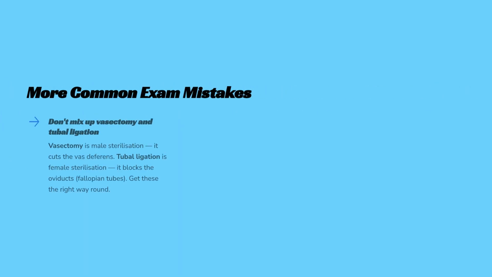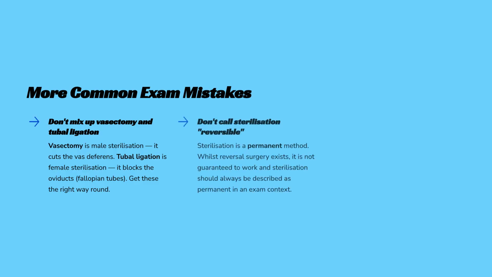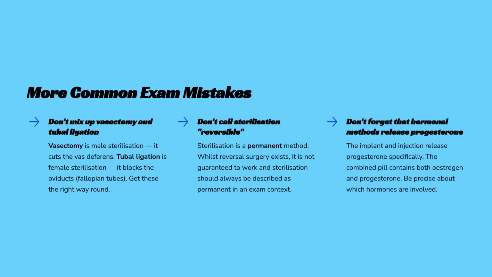More things to keep straight. A vasectomy is male sterilization affecting the vas deferens, while tubal ligation is female sterilization affecting the oviducts. Always describe sterilization as permanent, and be specific about the hormones. Most hormonal methods use progesterone.